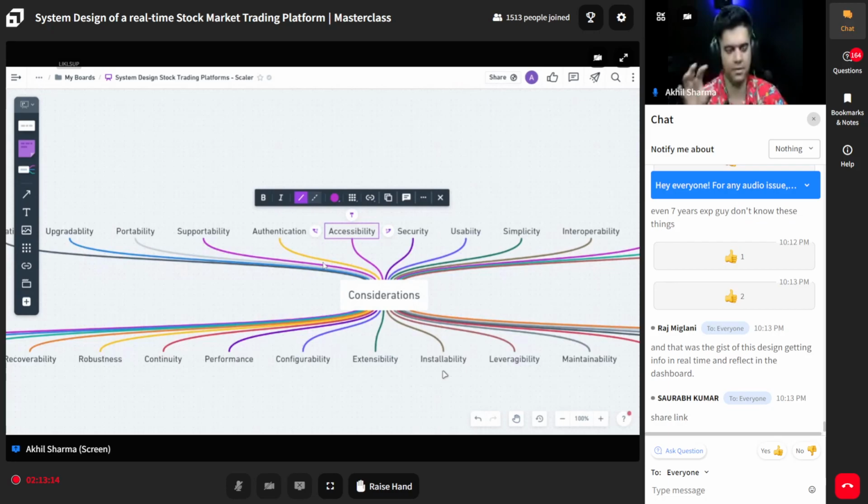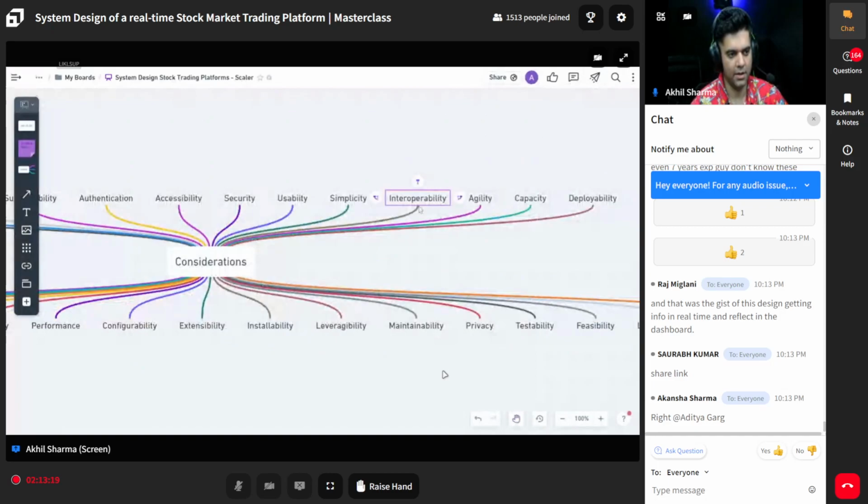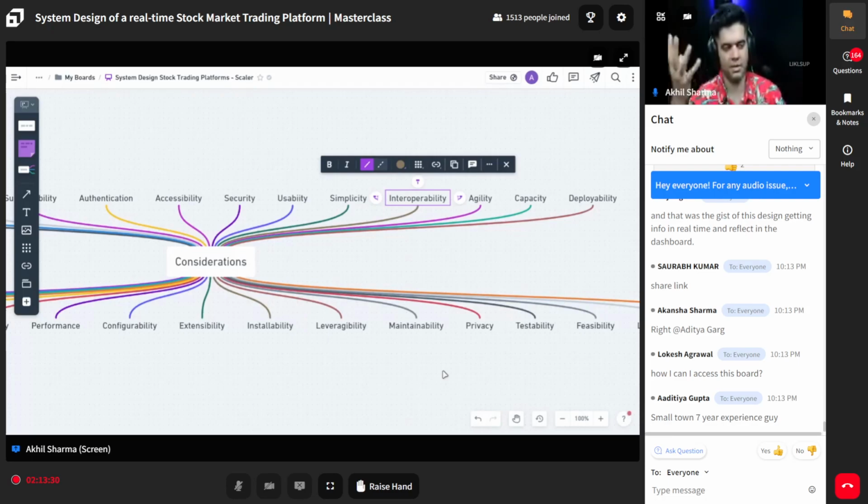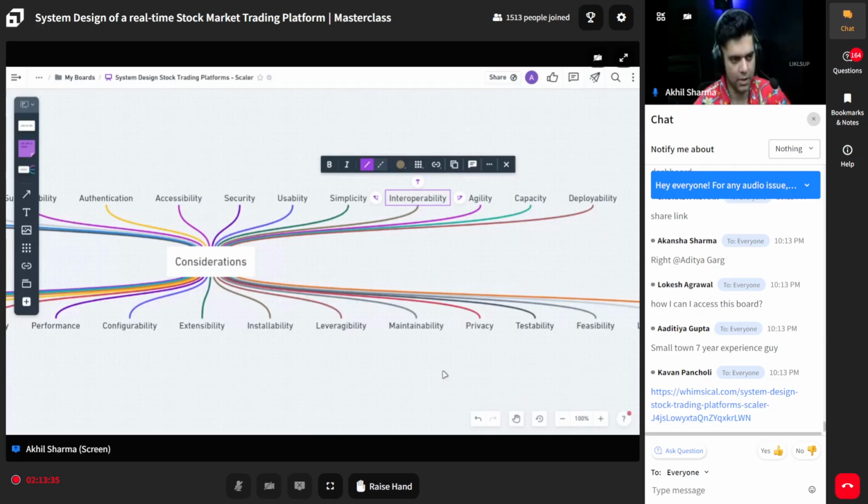If you want to learn about interoperability, and you're from a blockchain background, you already know what it is. It's also a very common term in Web2, I think, not sure. Interoperability basically means that systems can work together very well. Each of these terms you can just Google and understand what they mean.